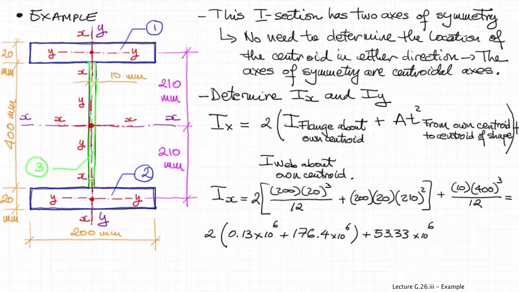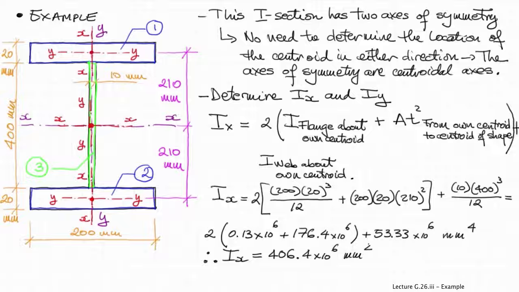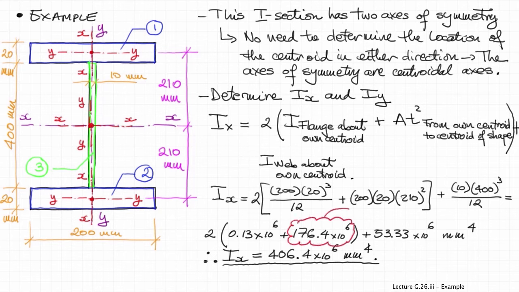Now, if we calculate these terms, we get these numbers like so, and if you add these numbers together, the total for Ix will be 406.4 times 10 to the power of 6 millimeters to the fourth. It's very common to express the moment of inertia in terms of 10 to the power of 6 millimeters to the fourth, so that we end up with a nicer number before the exponent.